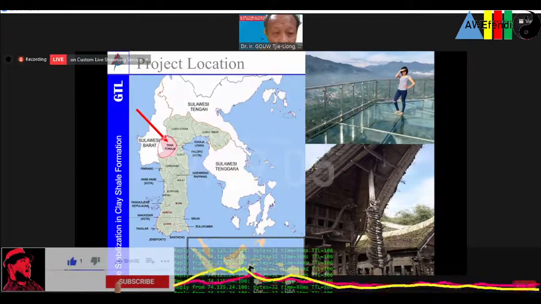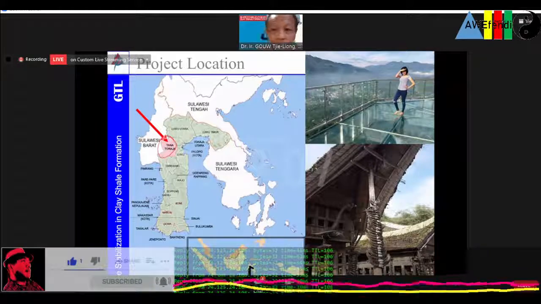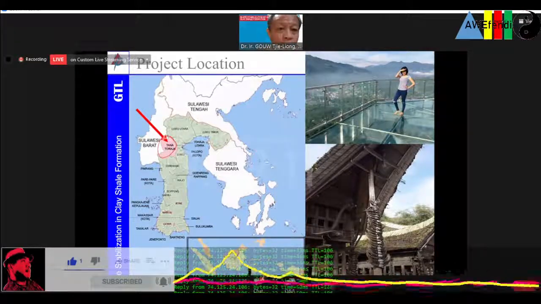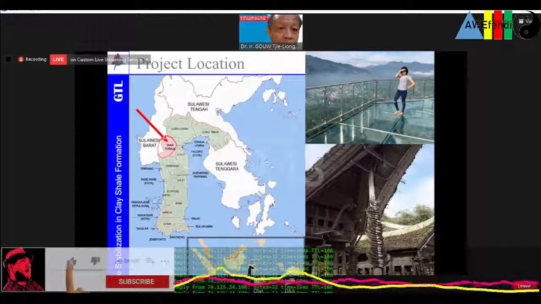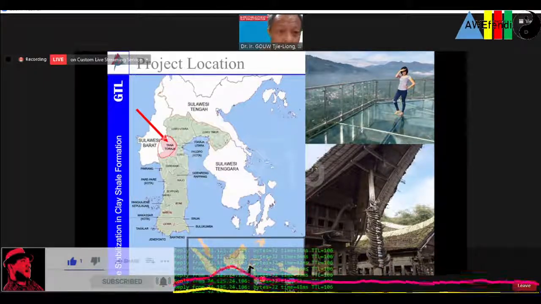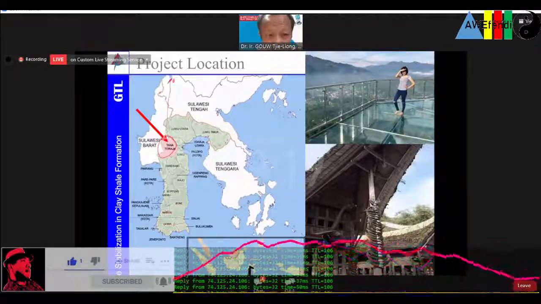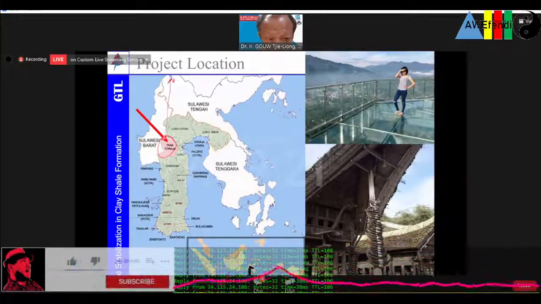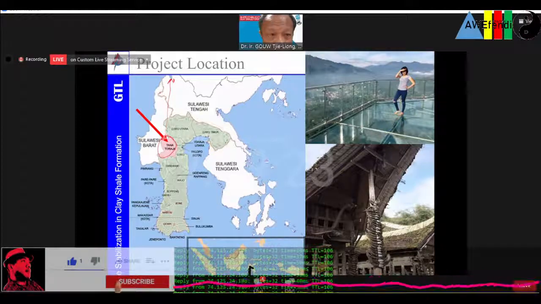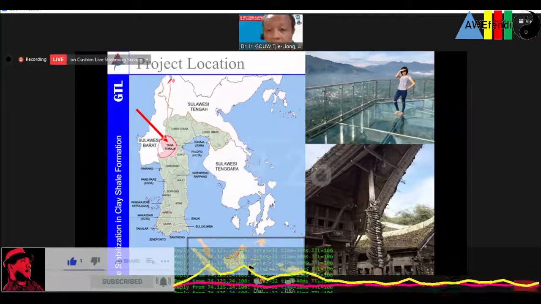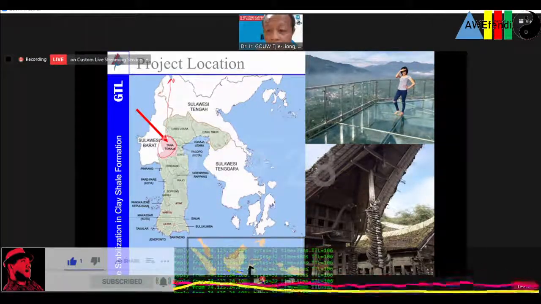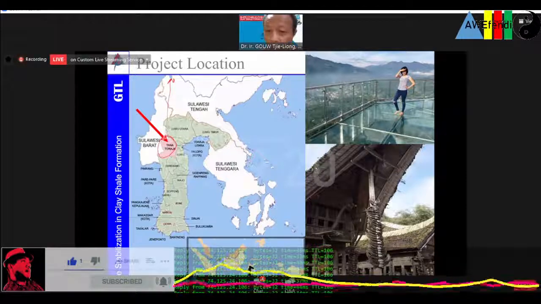This is Tanah Toraja, where the project is located. And if you have heard about the Palu earthquake, Palu is located somewhere there at the top, northward from here, around there. Tanah Toraja is this area. This is the picture I took when I went over there.